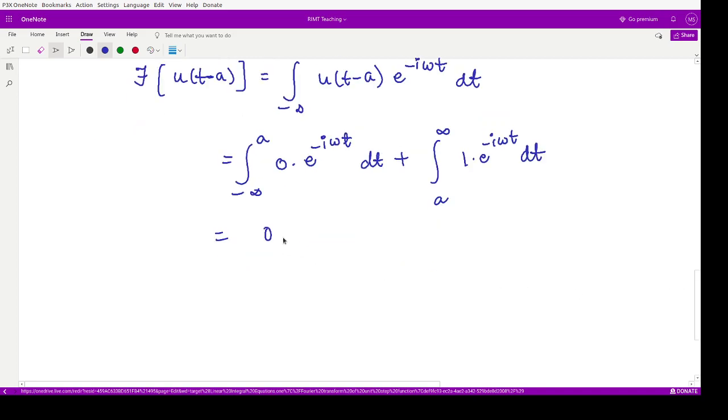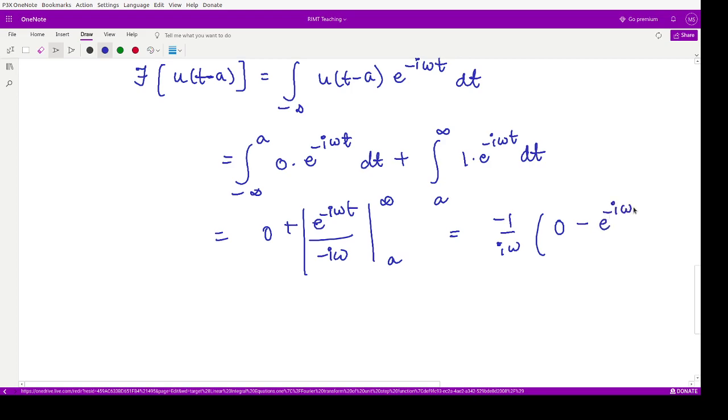For the second term, its integration is e to the power minus iota omega t divided by minus iota omega, and the limits now vary from a to infinity. So when you substitute infinity here, the first term would be 0, and when you substitute a here, it would be e to the power minus iota omega a. So this is the answer. The final answer here is e to the power minus iota omega a divided by iota omega. So this is the answer, right?